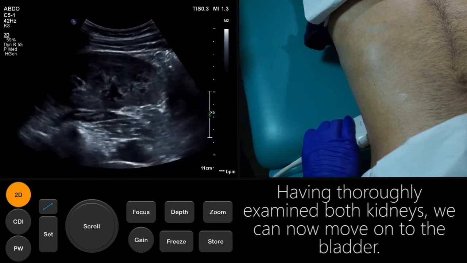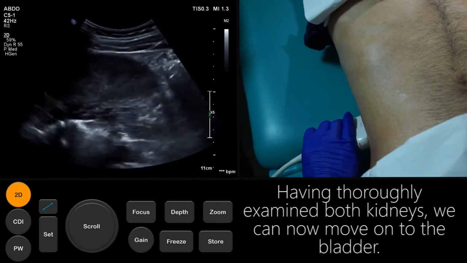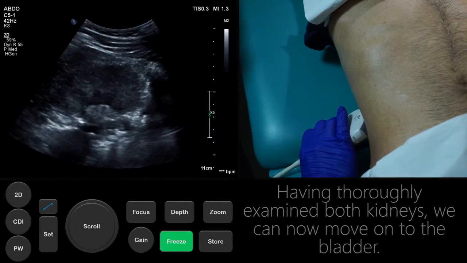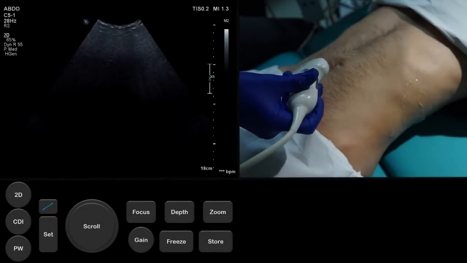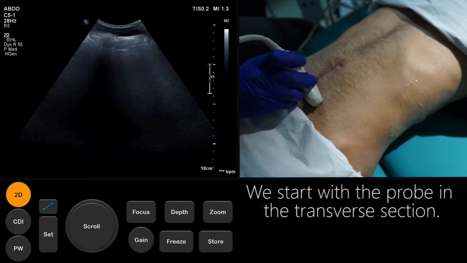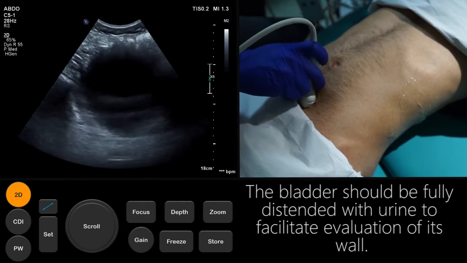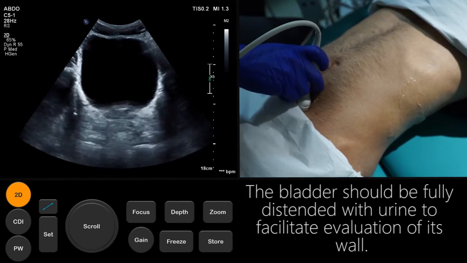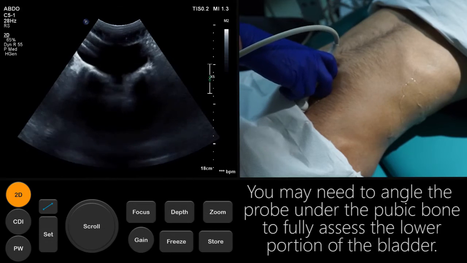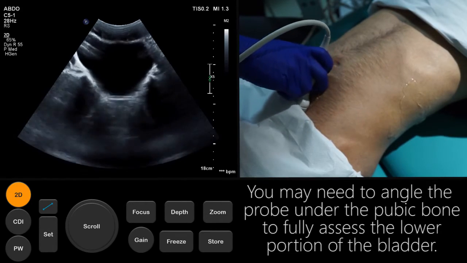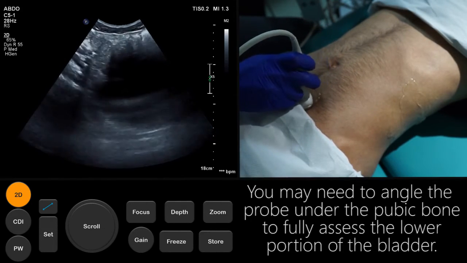Having thoroughly examined both kidneys, we can now move on to the bladder. We start with the probe in the transverse section. The bladder should be fully distended with urine to facilitate evaluation of its wall. You may need to angle the probe under the pubic bone to fully assess the lower portion of the bladder.